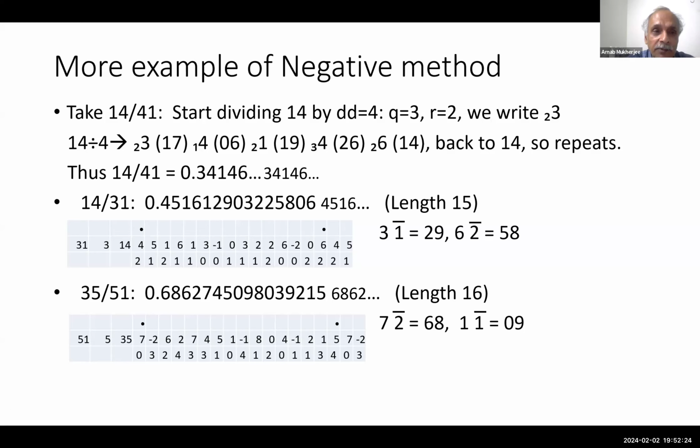How to do it negative? Instead of 23, that is 20 plus 3, we write 20 minus 3, as if there is a vinculum, as if this 3 is minus. So 2 and vinculum 3. So 20 minus 3 is 17. Now 17 is divided by 4. The quotient is 4 and the remainder is 1.